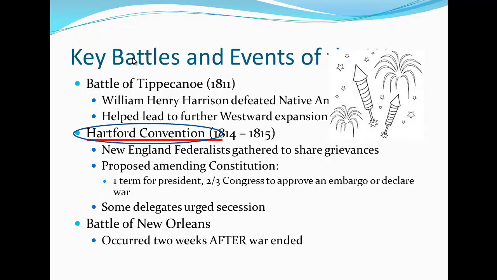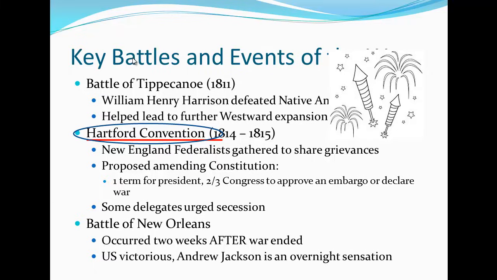Another very important battle is the Battle of New Orleans. This occurs 2 weeks after the war ended. This is in January, and it took a long time for word to get there. The U.S. is victorious. Andrew Jackson is an overnight sensation. It was an absolute bloodbath on the British side. They lost something like 2,000 soldiers, 2,000 casualties, while the U.S. only had 70. Andrew Jackson completely whoops the British.